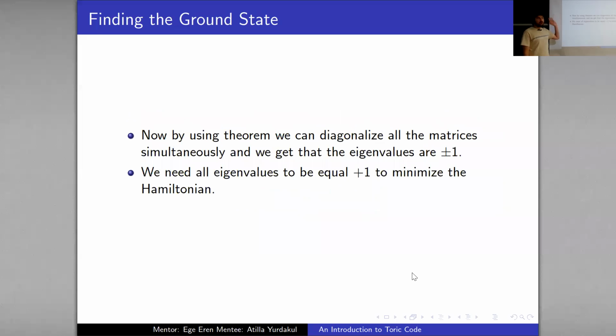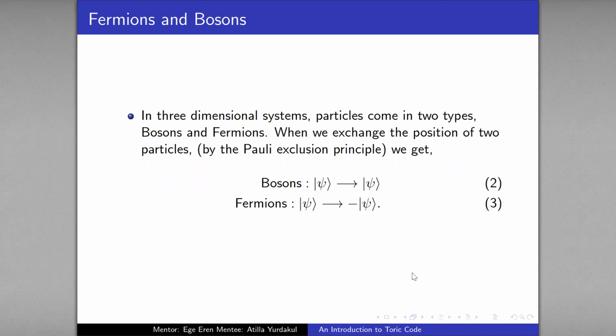Now, since we have found the ground state, we come to the fermions and bosons. In three-dimensional systems, there exist two types of particles, fermions and bosons. When we take two bosons and interchange their positions, the state of the bosons stays the same. But the state of fermions changes. It gets a minus sign. Keep that in mind. This is because of the Pauli exclusion principle.